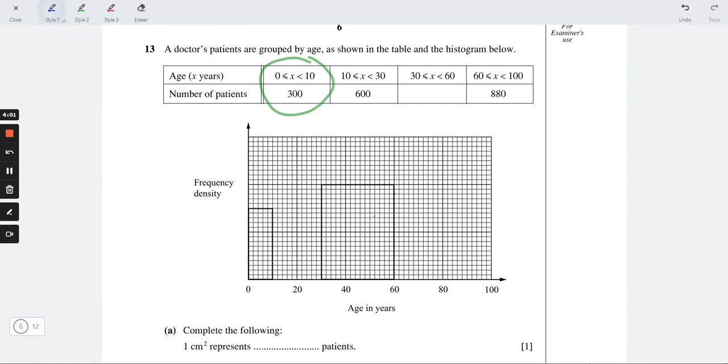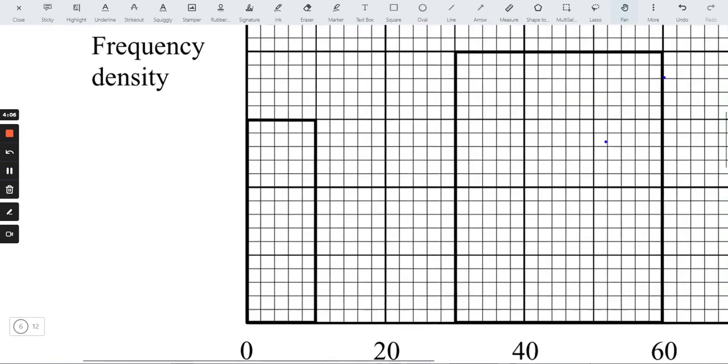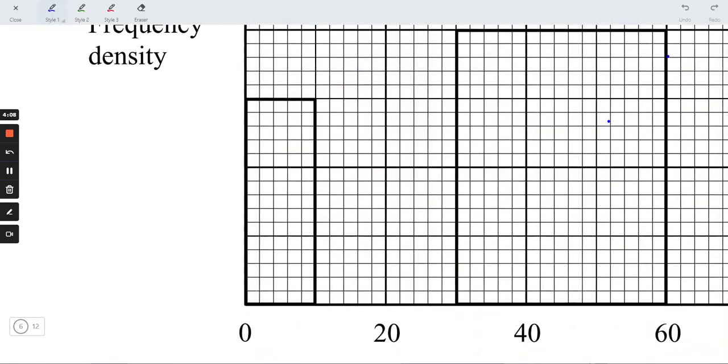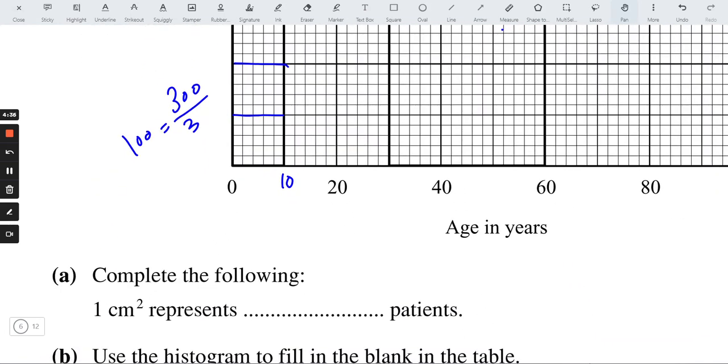okay, so let's zoom it in. We will see from 0 to 10 here we have 0 to 300, 300 patients. So in this rectangle we have 3 squares, one here and one here. So we have 3 squares, so 300 divided by 3 will get 100 per centimeter square. So 1 centimeter square represents 100 patients.